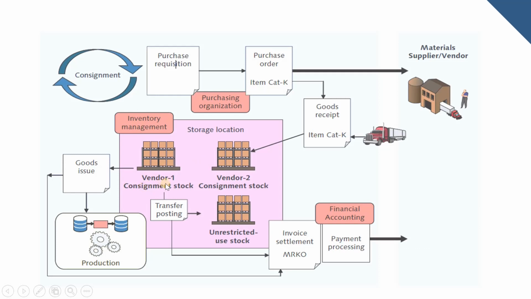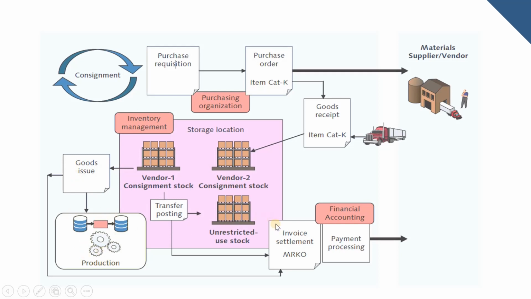Now vendor 1 consignment stock, vendor 2 consignment stock. These are the two consignments shown in the figure. The owner of this material is still the vendor. You will not be charged for this. Now we need to transfer the consignment stock into unrestricted use stock. So you can see here, from this consignment stock we have to do the transfer posting to the unrestricted use stock, or if you want, you can do the goods issue to the production also.